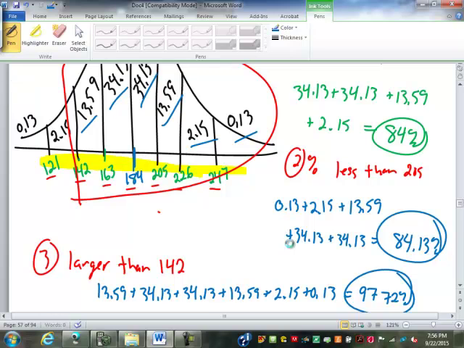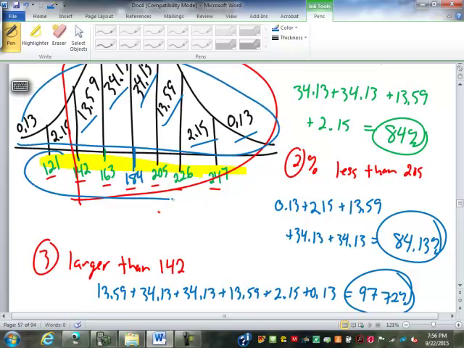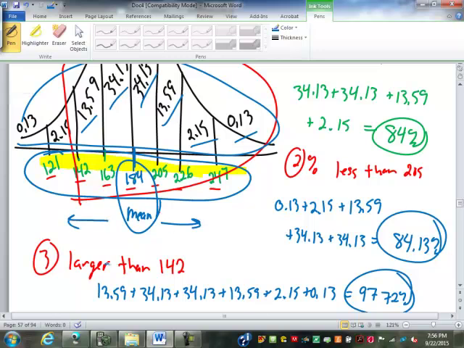Does that make more sense? Okay. It's a tough concept because it's hard to see that the percents always stay the same. It's these numbers down here that change based on the mean, which is always that center number, and then the standard deviation as you go each direction. Any other questions?